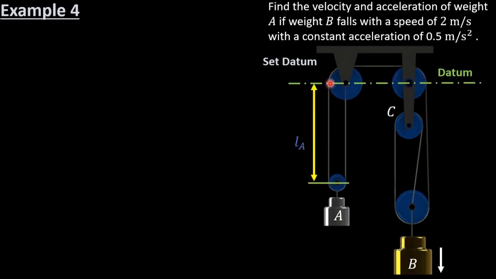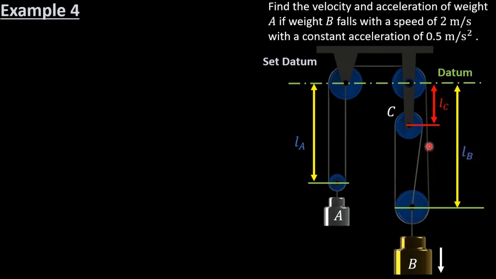And I'm going to call this length here L sub A, which is the variable length from the datum to the center of this pulley attached to weight A. So that's L sub A as my variable length for this part here. And there's two of those, so there's that one and there's this one. And then I'm going to call the variable length L sub B the length from the datum to the center of this pulley attached to weight B. So that is L sub B and that is also a variable length.